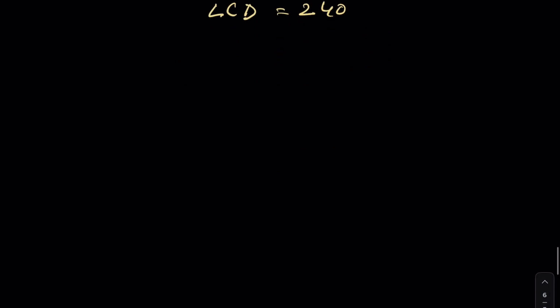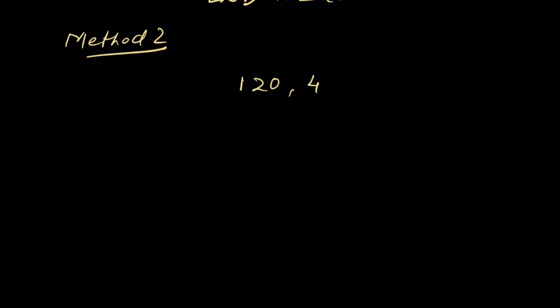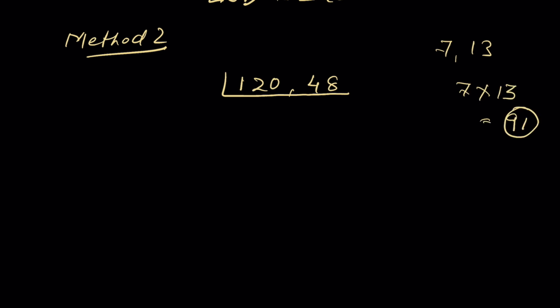So this is one method. Second method is we divide both the numbers by the same number. And this method only works when both the numbers are divisible by the same number. For example, 120 and 48 both are divisible by 2. So we can do this method. However, if you get some numbers such as 7 and 13, both of these numbers do not have any common divisor. They are prime numbers. So how will we get the LCD? We will simply multiply them: 7 times 13, and 91 will be the LCD. So this method works whenever there is a common divisor. So 120 and 48 both are divisible by 2.